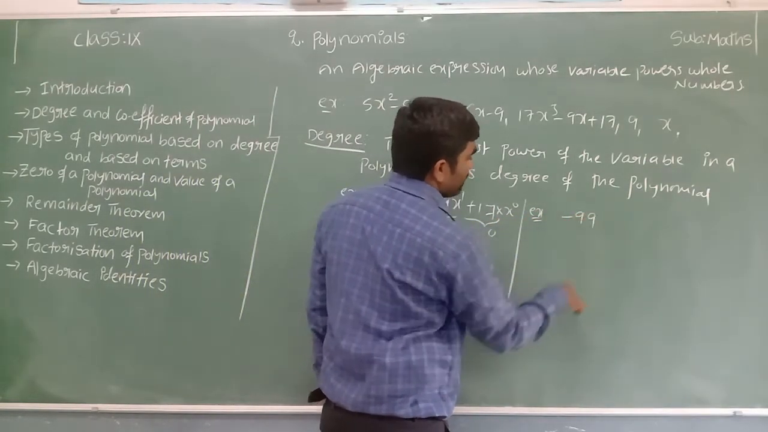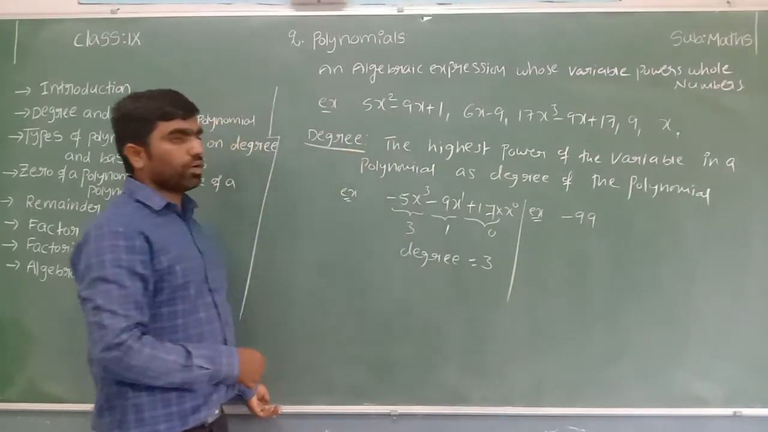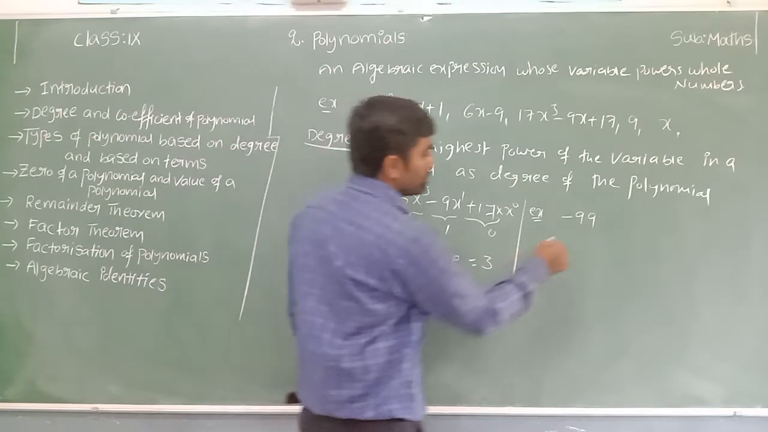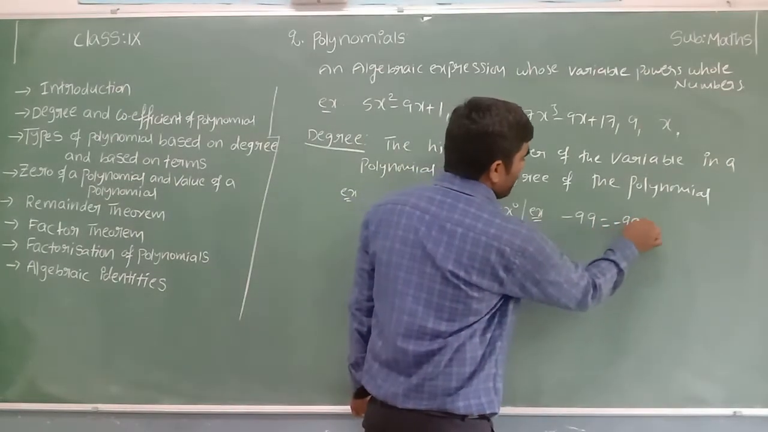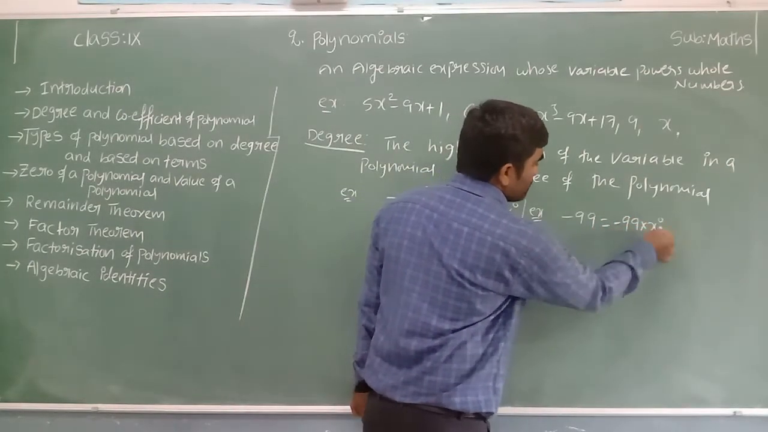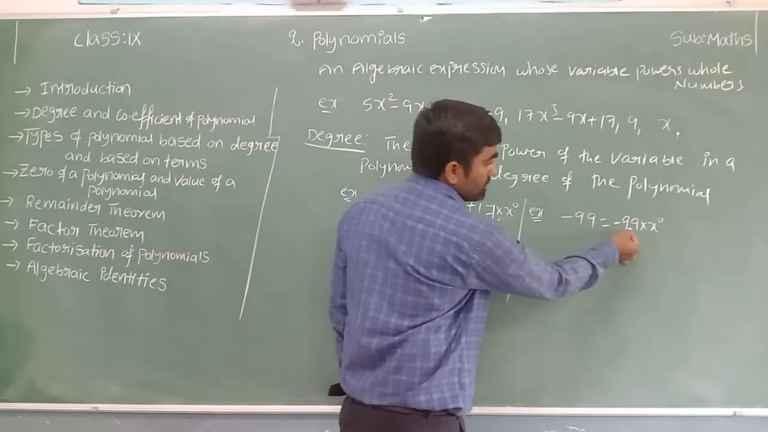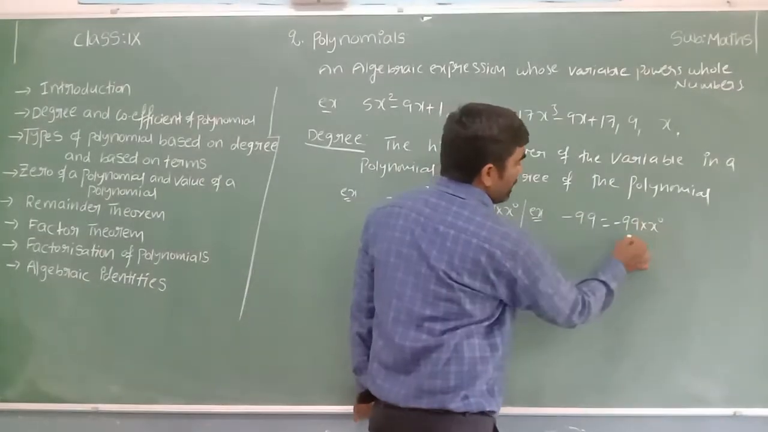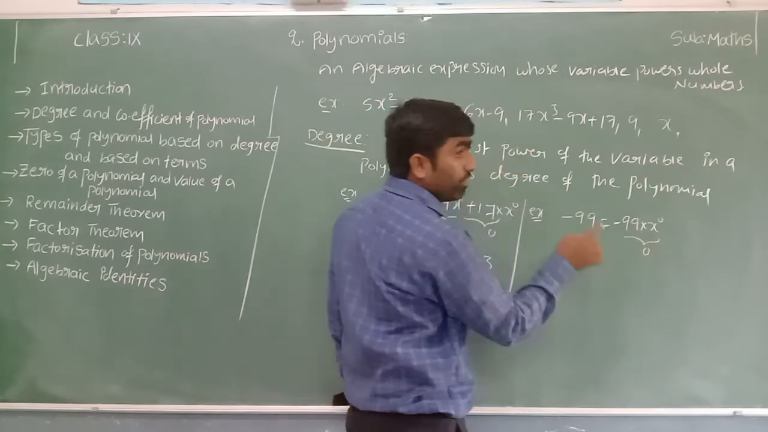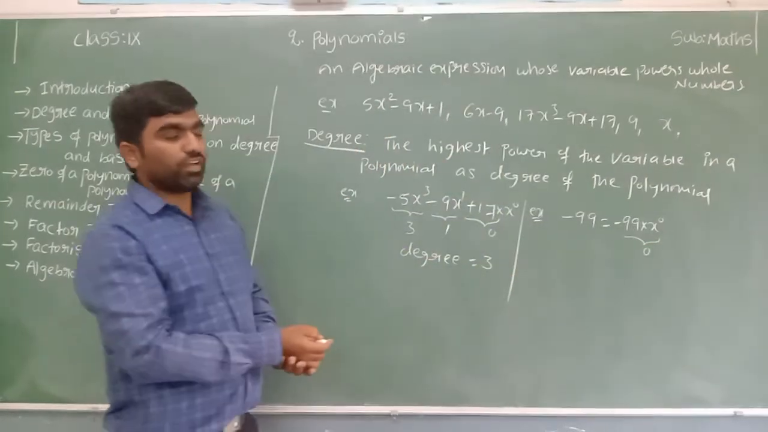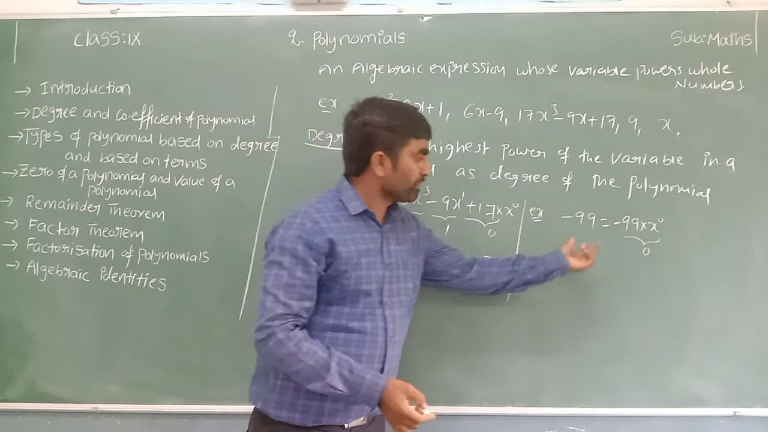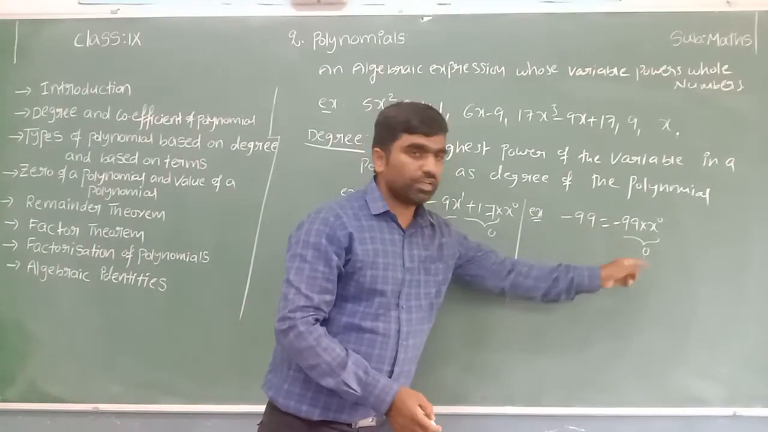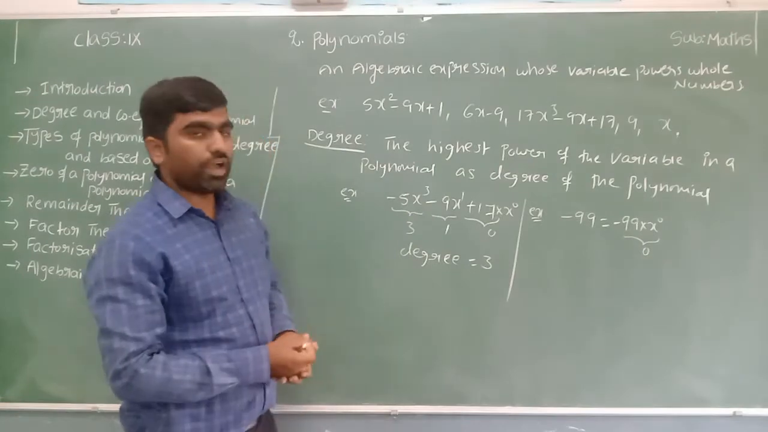Minus 99. Now tell me, what is the degree of this polynomial? Sir, actually there is no variable. Yes, we can express it as minus 99 into x to the power of 0. X to the power of 0 is equal to 1. Minus 99 ones are minus 99. Here I can see the variable power is 0. Here I can see only one power, that is highest, that is lowest. Now the degree of minus 99 is 0. That is the only highest power.